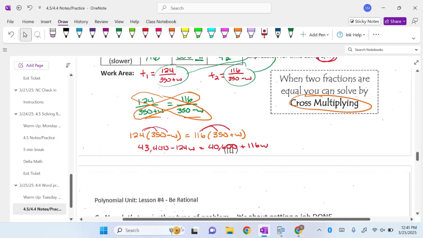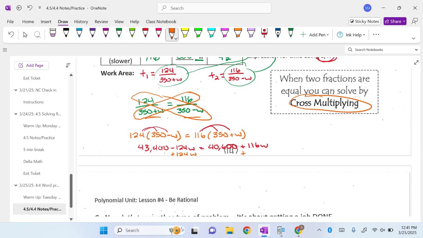Now, I would do some subtraction or addition on both sides. I'm going to add the 124W to both sides so that I have a positive W. I would get 43,400 is equal to 40,600 plus, that'll be 240W. Correct me if I'm wrong. 240W. Is that correct? So close.